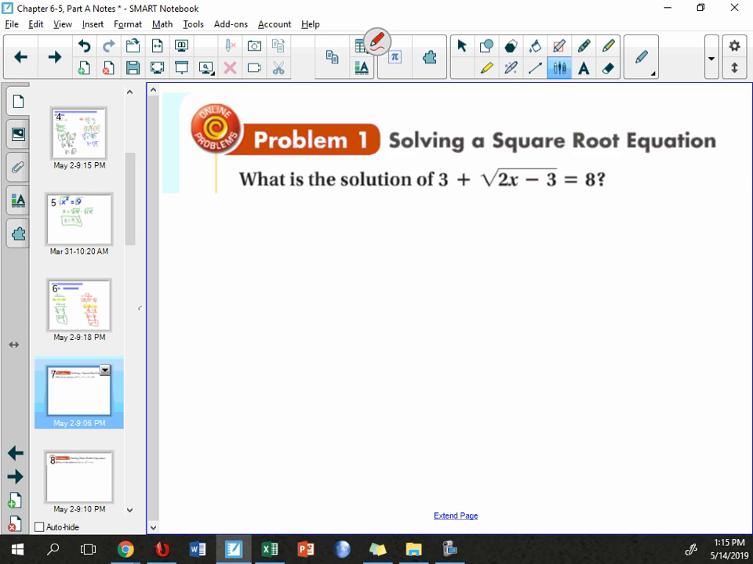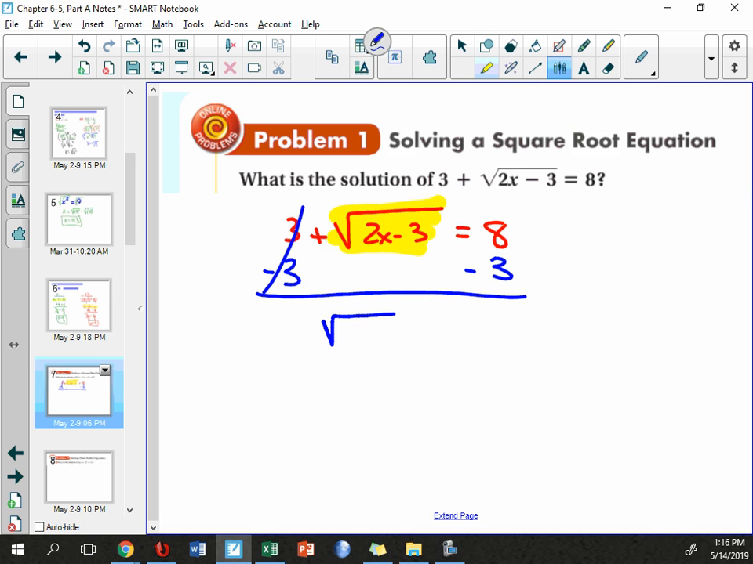Okay, so let's go into today's homework, today's problems, today's concept. What is the solution of 3 plus the square root of 2x minus 3 is equal to 8? Well, I'm going to write this in the middle so everybody can see this more easily. Now, step 1, it says to isolate the radical. This is the radical. So how do I isolate that? How do I get rid of the 3? You're going to subtract 3 from both sides. And this is going to give you the square root of 2x minus 3 is equal to 5.